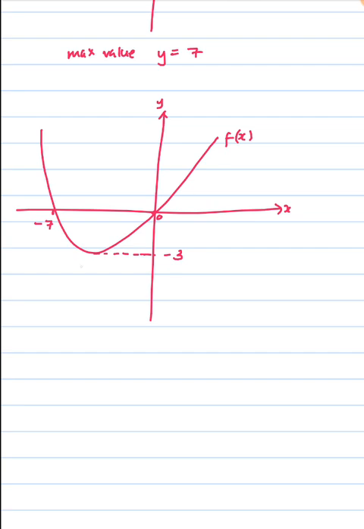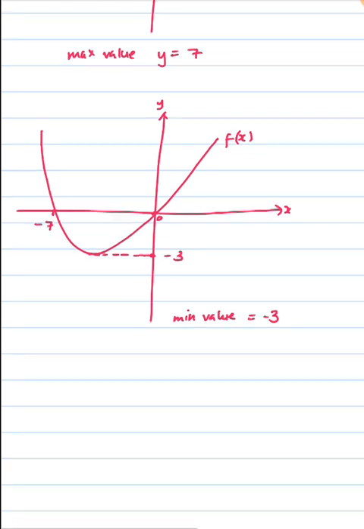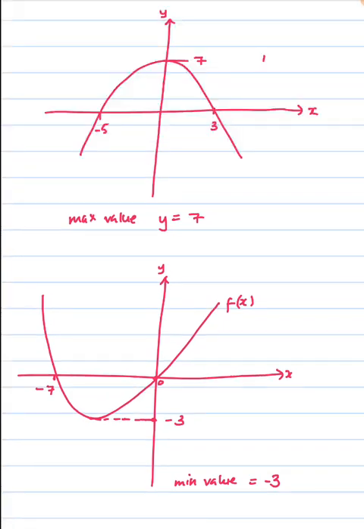So the minimum value of the graph of f of x, we go to the turning point, and it will be the y value there. So the minimum value will be equal to minus 3. I mean it will be equal to minus 3. So that's the maximum and minimum. So in general, we have a maximum when the curve opens downward, and when it opens upward we have a minimum.